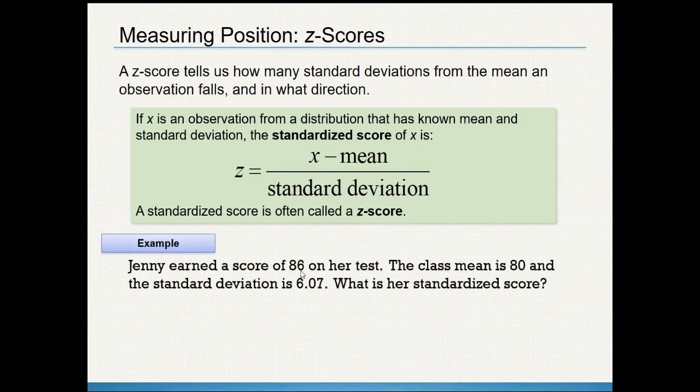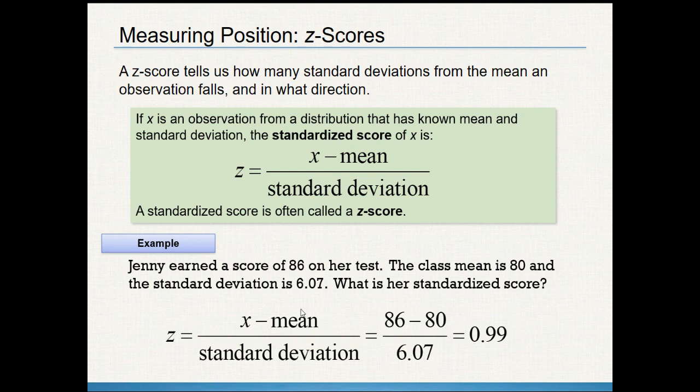So if we look at 86 right here, the class mean was 80. The standard deviation was 6.07. Again, you could find those using the one-variable stats on the calculator. What is her standardized score? Well, you take 86 minus 80 and divide it by 6.07, and you get 0.99. So she was 0.99 standard deviations above the class mean of 80, is what you can say, interpreting that in context. This value, the z-score, will be positive when somebody is above the mean. It'll be negative when somebody's below the mean.